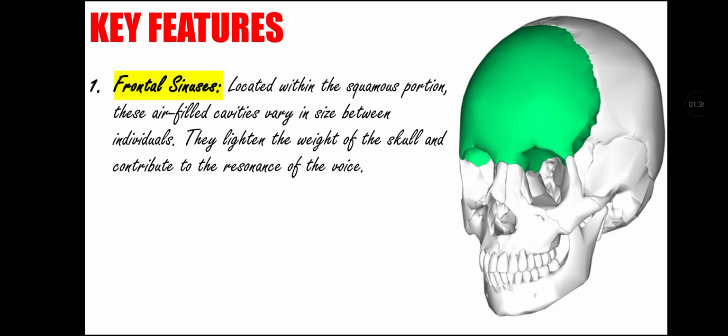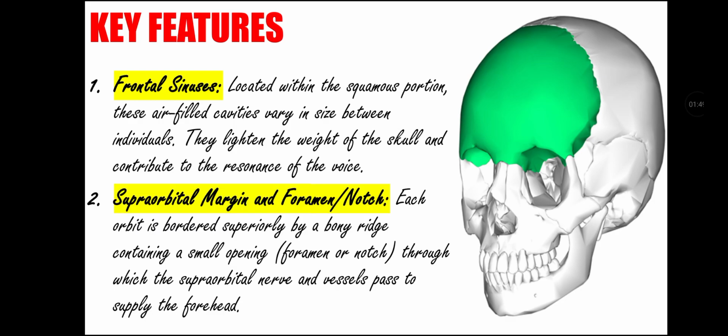The first key feature is frontal sinuses. They are located within the squamous portion and they are air-filled cavities that vary in size between individuals. They lighten the weight of skull and contribute to the resonance of the voice. Second key feature is supraorbital margin or foramen or notch.